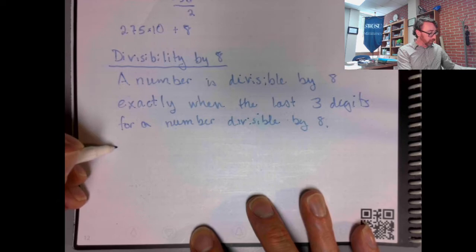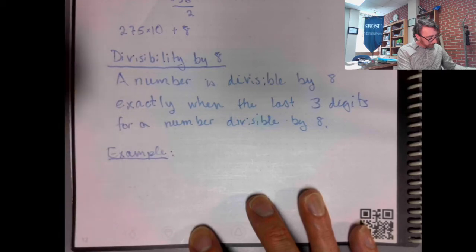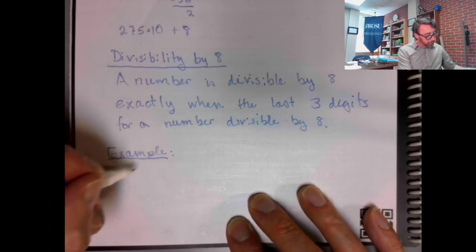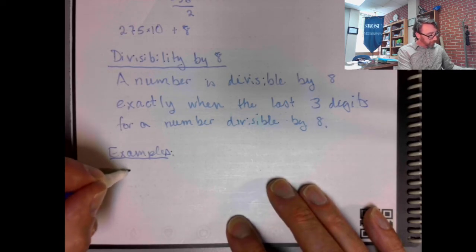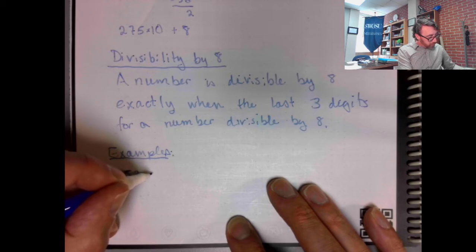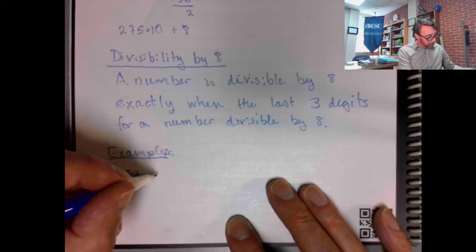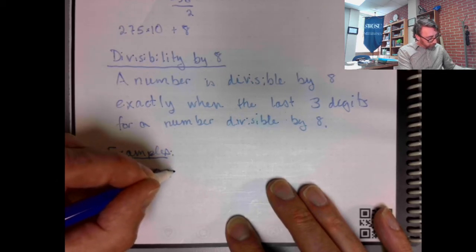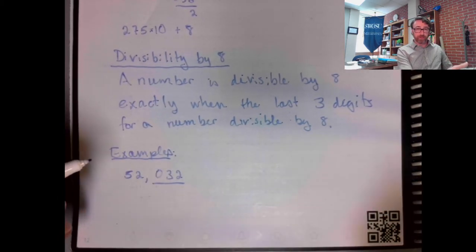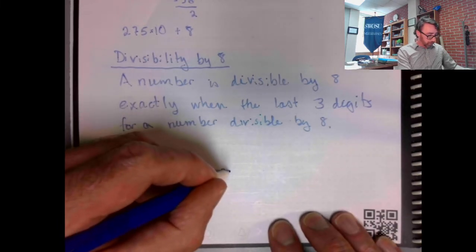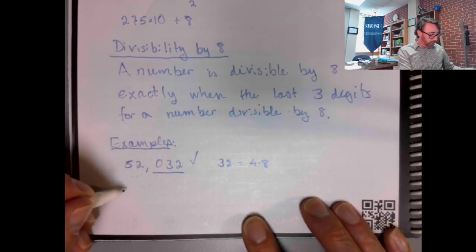So if I were to do a couple quick examples, oh gosh, give me a number here. 52,032. I look at the last 3 digits, 032, so the number formed there is 32. 32, of course, is 4 times 8. That's divisible by 8, so check. It works.